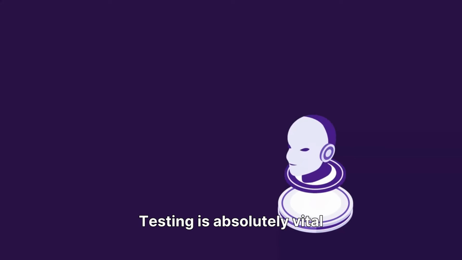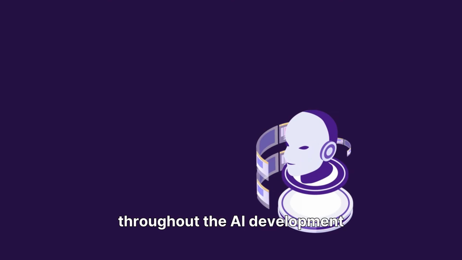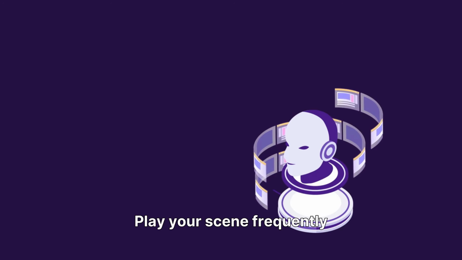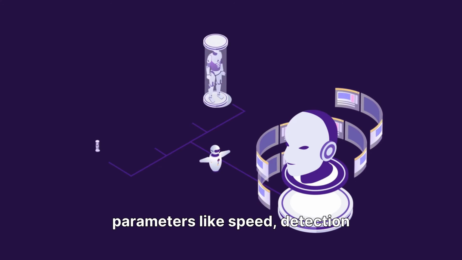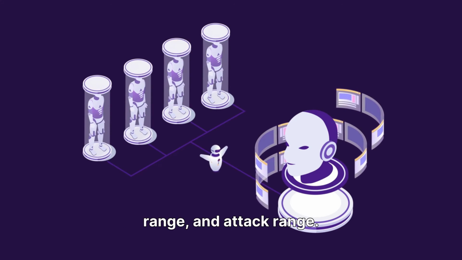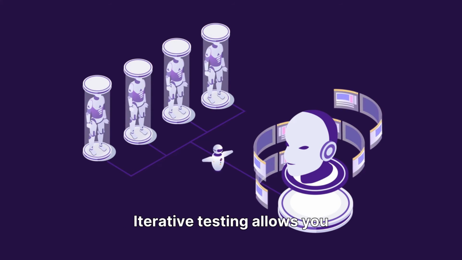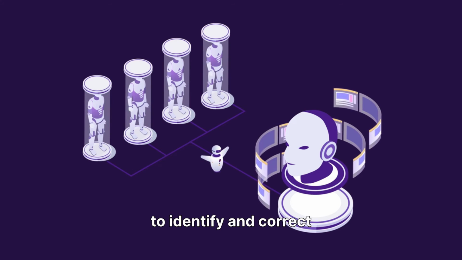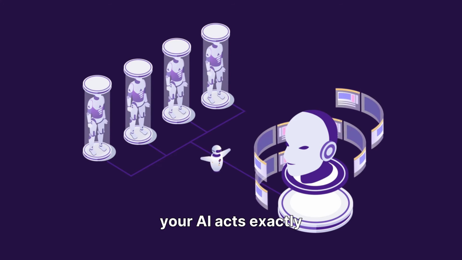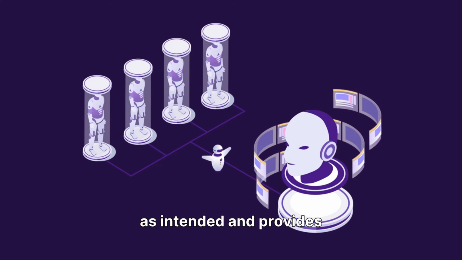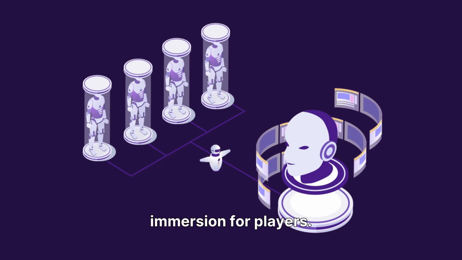Testing is absolutely vital throughout the AI development process. Play your scene frequently to observe enemy behavior in real time and fine-tune parameters like speed, detection range, and attack range. Iterative testing allows you to identify and correct any unexpected behaviors, ensuring your AI acts exactly as intended and provides the desired challenge and immersion for players.